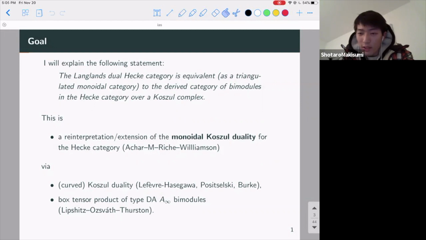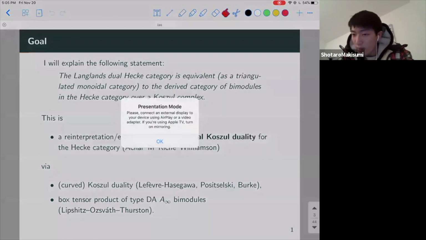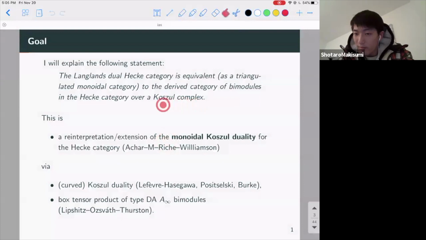More precisely, inside the Hecke category, I can take a specific object, some sort of Koszul complex, and then look at derived bimodules over this complex in the Hecke category. And that's equivalent as a triangulated monoidal category to the Langlands dual Hecke category.